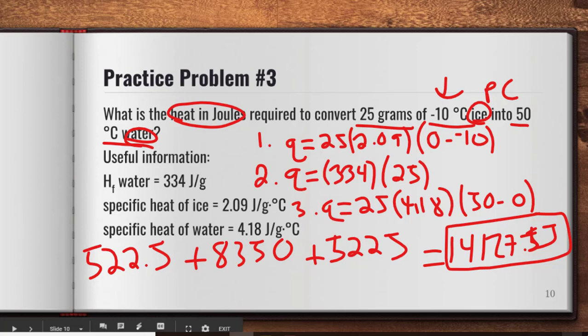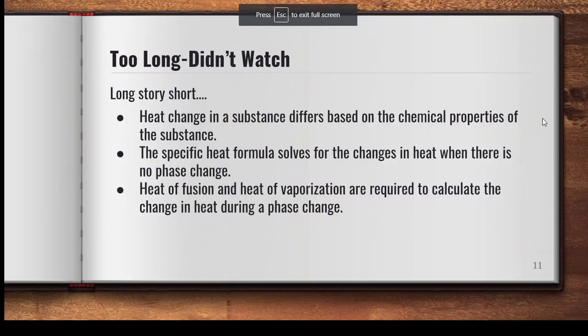If there is a phase change in there, you need to make sure you do all 3 sets of equations. You can't just plug it into one and solve. All right? Take your time with these, read the questions carefully, and do your calculations carefully, and you'll have no problems with these whatsoever. So it's a bit of a longer video, but long story short, the heat change in a substance differs based on the chemical properties of the substance. The specific heat formula solves for changes in heat when there is no phase change. And heat of fusion, heat of vaporization are required to calculate the change in heat during a phase change.